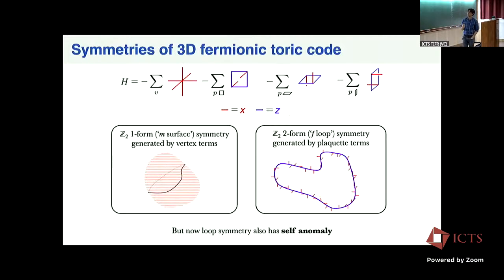So now what happens to the symmetries? The surface symmetry that we had, which was generated by the vertex term, is unchanged. Product of X's along the closed surface on the dual lattice is still a symmetry.